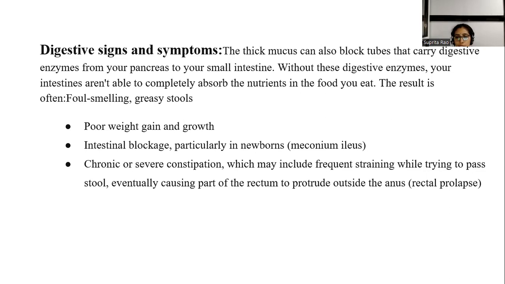Now, what are the next effects that will happen because of cystic fibrosis? It will lead to poor weight gain and growth, obviously, because you're not able to give oxygen everywhere around. Then there are intestinal blockages for newborns. There is severe constipation because again, the mucus that the intestine produces helps in movement of the digested food or roughage towards the rectum, which will not happen.